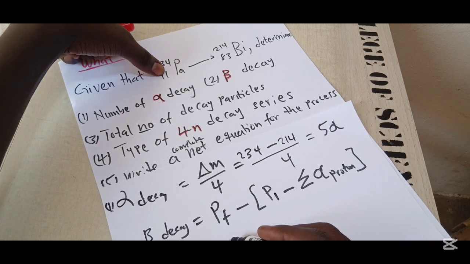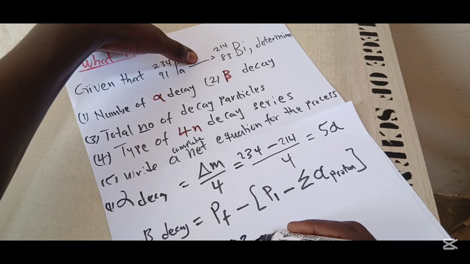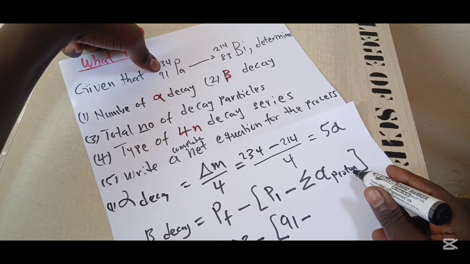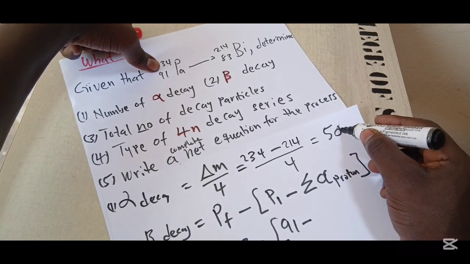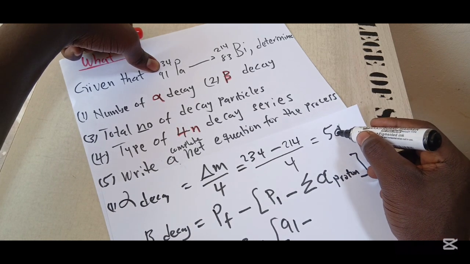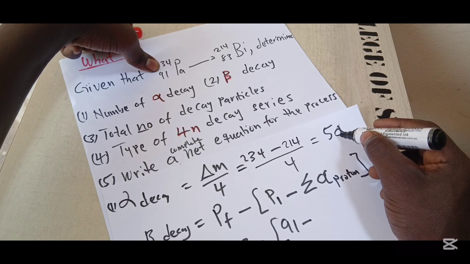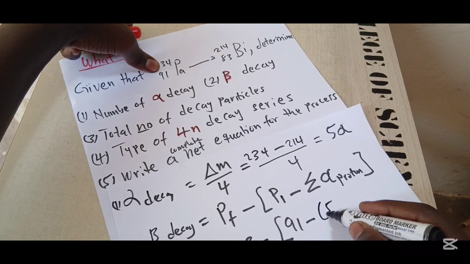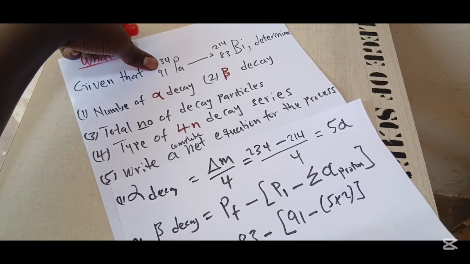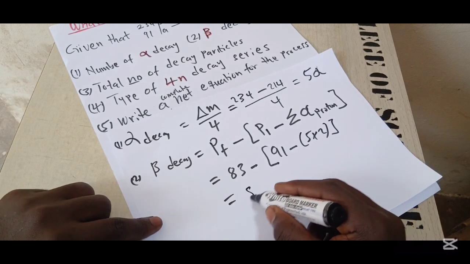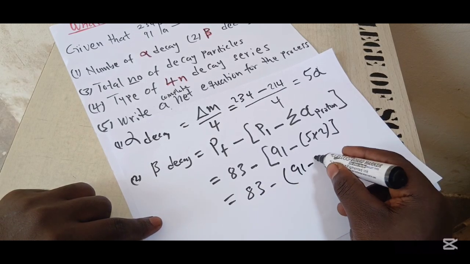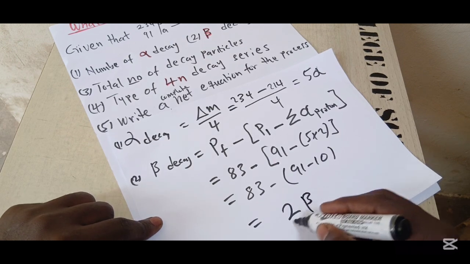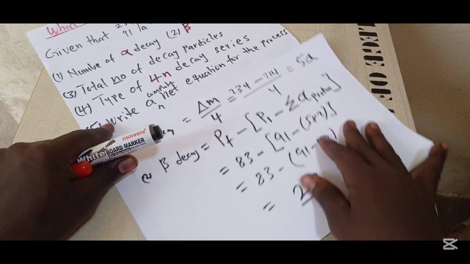Now let's fill in. We have the final proton number, which is 83, minus, in brackets, the initial proton number, which is 91, minus the sum of protons in the alpha particles. We calculated 5 alpha particles, and each alpha particle has 2 protons. That means to get the total number of protons in the alpha particles, we multiply 5 by 2. So at the end of the day we get 83 minus (91 minus 10), and this gives us a total of 2 beta particles. That's it for question number 2.